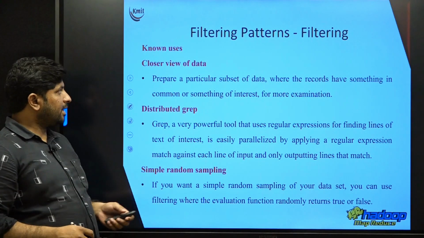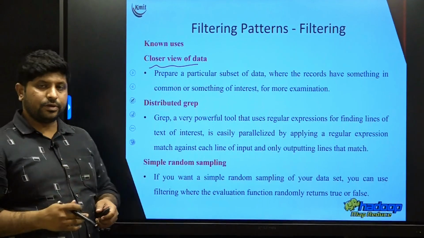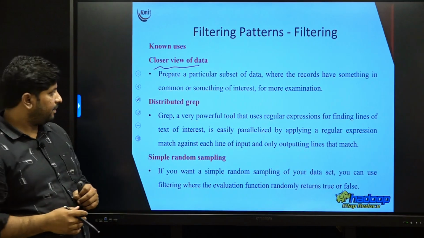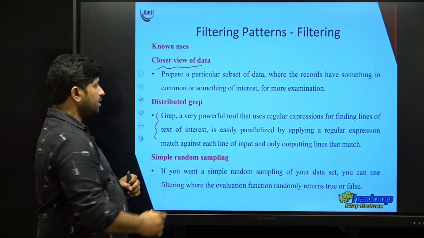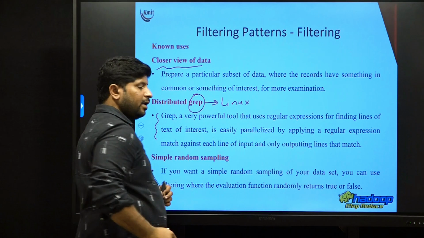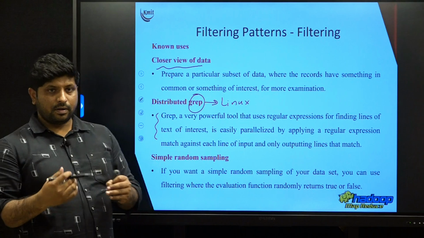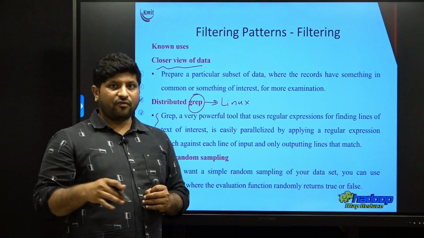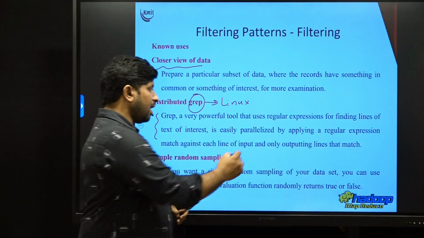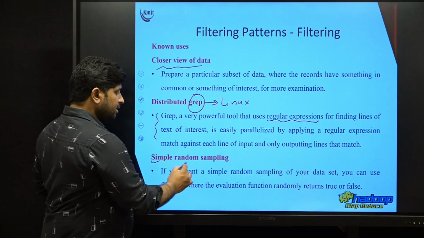Coming to the known use cases: to have a closer view on the data, where you can have a focused subset and explore that particular subset. And a distributed grep. Grep is a tool of Linux, where you match certain lines, line by line, in a particular file and extract the output. Grep is an inbuilt tool in Linux, where it performs on regular expressions. And the third thing is simple random sampling.